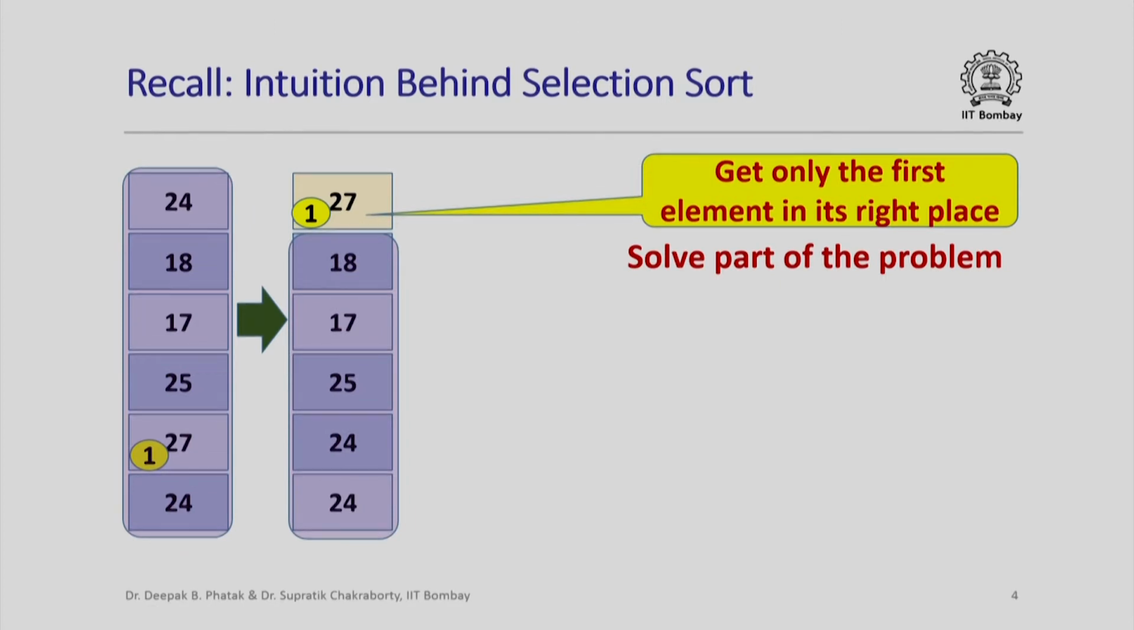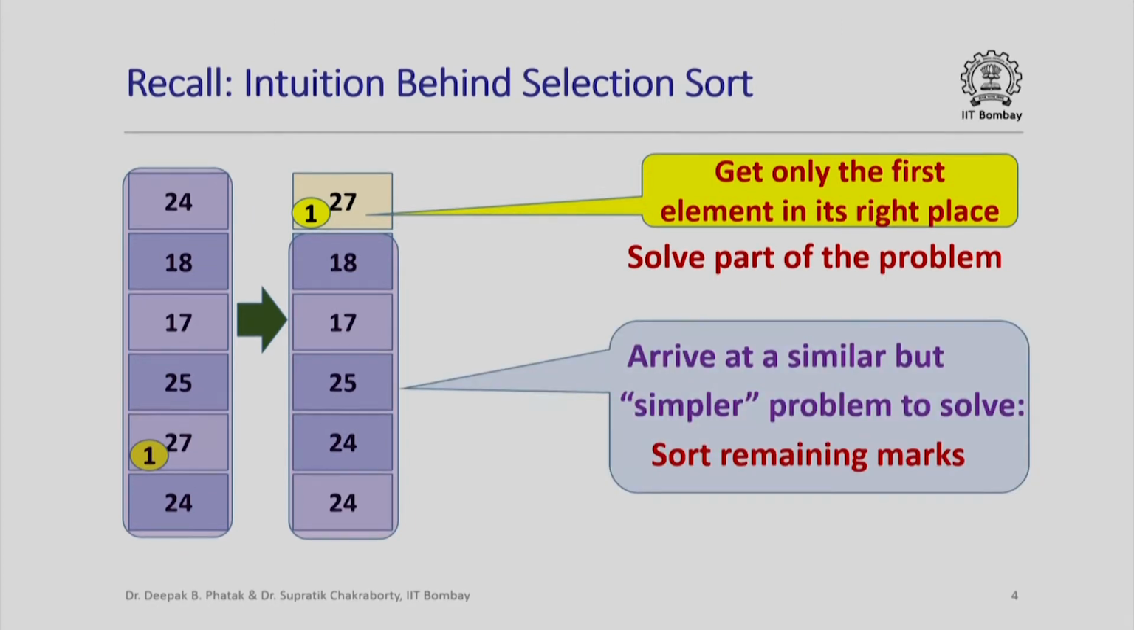Once we had done this, we were left with a similar but simpler problem to solve. Why was it similar? Because we still had to sort the remaining marks, and why was it simpler? Because we had one less marks to worry about. So you see, the overall principle here is to take a larger problem and break it up into slightly smaller problems. In this case, we found out the maximum element in the given unsorted array, and then we got a slightly smaller subproblem in which we did not have to worry about that maximum element.